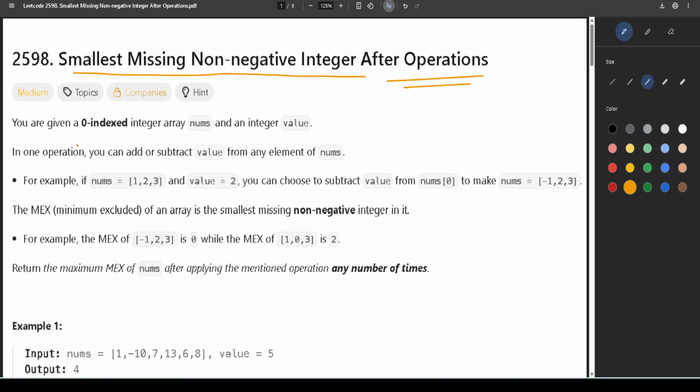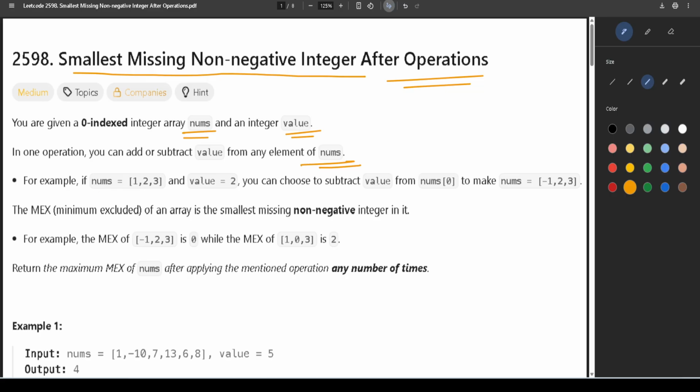So what have you been given? nums, you can say here, and we have been given a value. nums and value, two things we have been given. So in one operation you can add or subtract the value from the given elements of the nums, right?